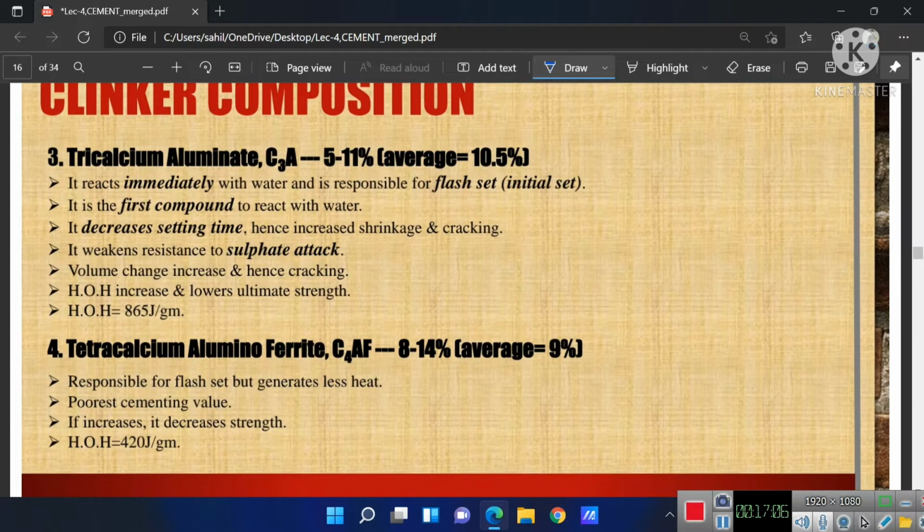So for tricalcium aluminate, setting time is decreased, shrinkage and cracking are increased, and it weakens resistance to sulfate attack. Its heat of hydration is also very high, at 865 joule per gram, and it lowers ultimate strength.